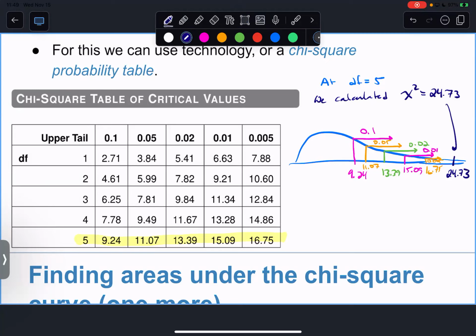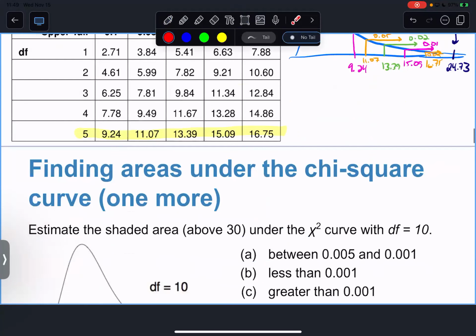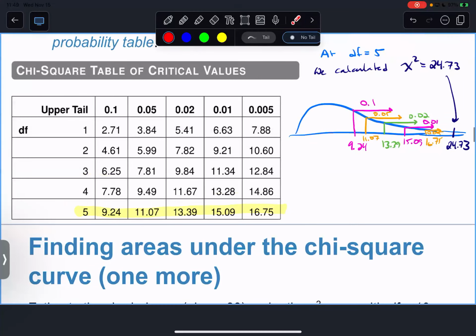24.73 would fall somewhere there. You don't have to draw the distribution, but you're doing the same thing by trying to place 24.73 on this number line. And what it's telling you is that anything past 16.75, the area is so small that who cares? It's just less than 0.005. And so the probability that the chi-squared is greater than 24.73 is less than 0.005.